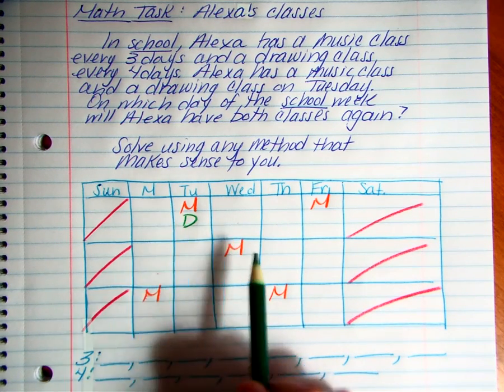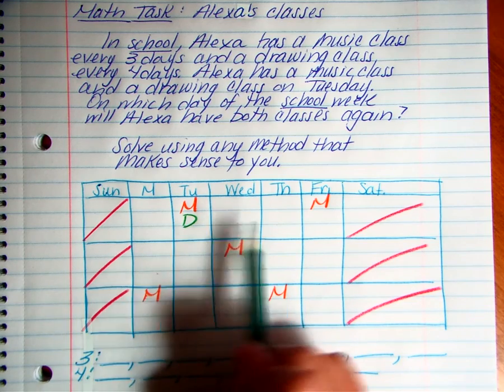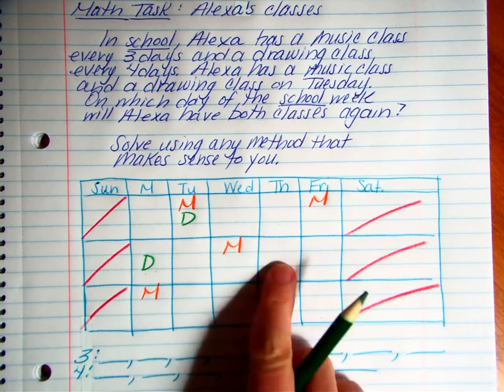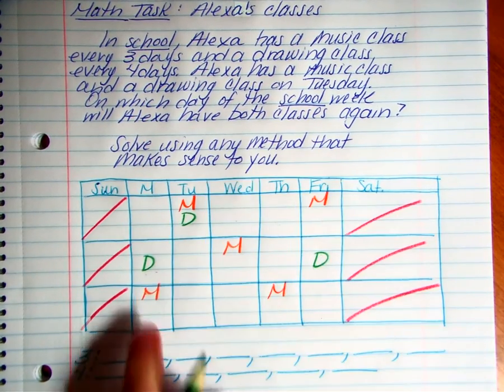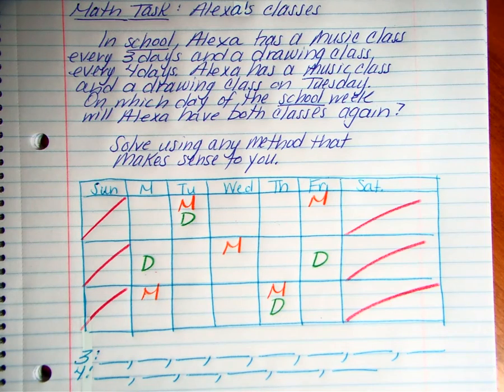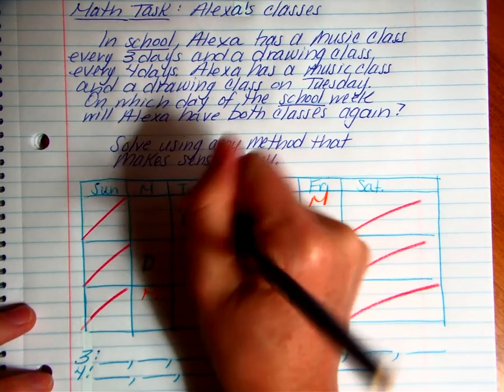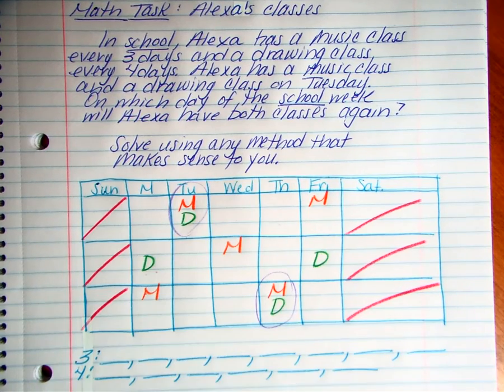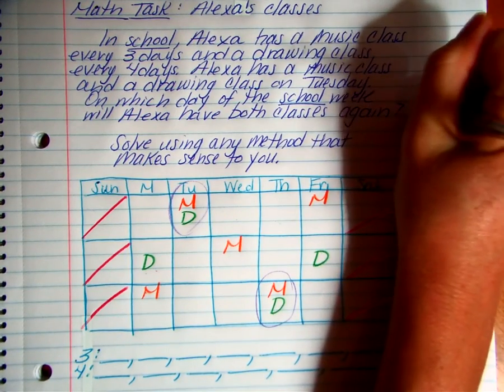Now let's try to find drawing class. It's every 4 days. 1, 2, 3, 4. 1, 2, 3, 4. So we start here. When do they match up again? Which day of the week? Here, Thursday. So the time that they match up again is a couple weeks later on a Thursday.